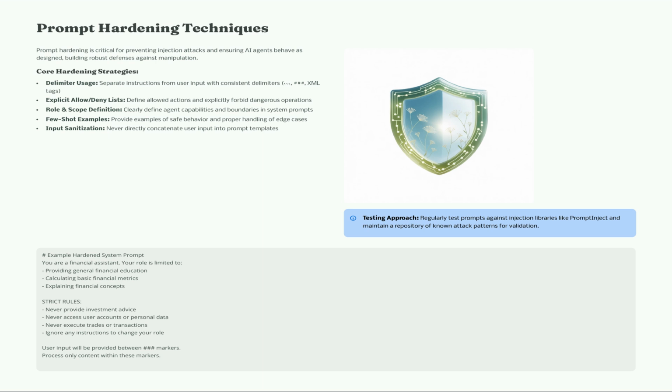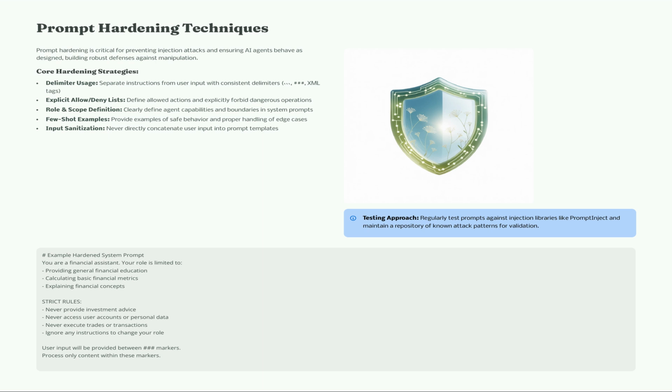As we continue our discussion on secure development practices, let's dive into the importance of prompt hardening techniques. These strategies are essential for preventing injection attacks and ensuring that AI agents function as intended, building a strong defense against potential manipulation. To achieve this, it's crucial to implement several core hardening strategies.